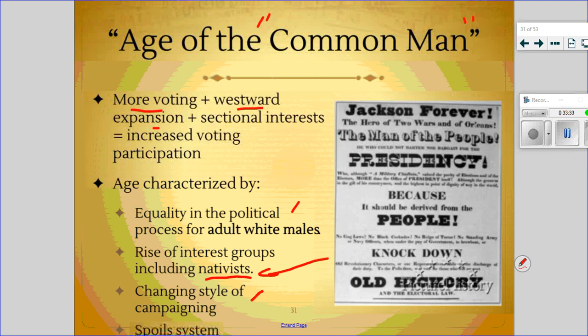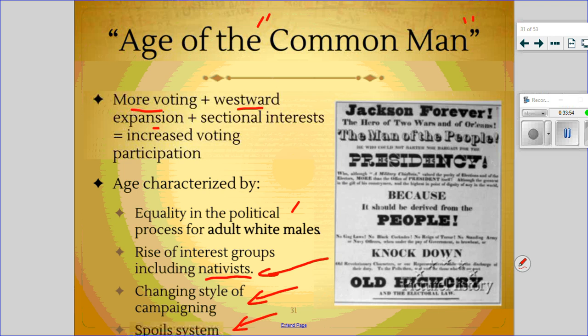All right. There's a changing style of campaigning. Because more people can vote, presidents are going to have to do like they do today. They're going to have to hit the campaign trail. They're going to have to make speeches to crowds of regular people like you and me. They're going to have to kiss babies and shake hands. So we see the birth of the modern style of presidential campaigns.